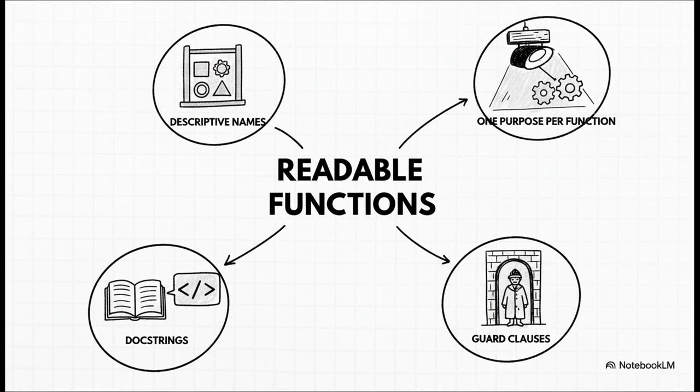And if you only take one thing away from this slide, let it be this. Give each function one single clear job. A function that calculates taxes should not also be emailing a receipt. That principle right there is the foundation of clean code.